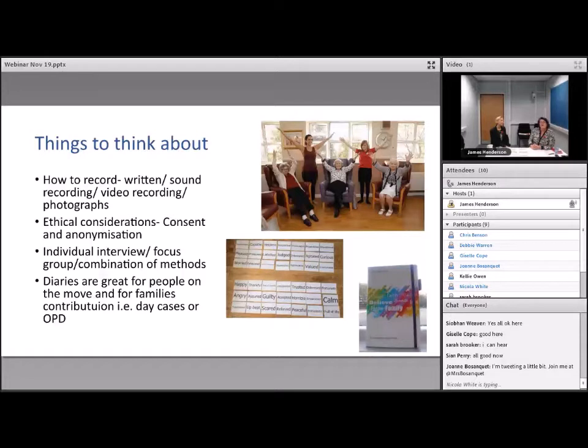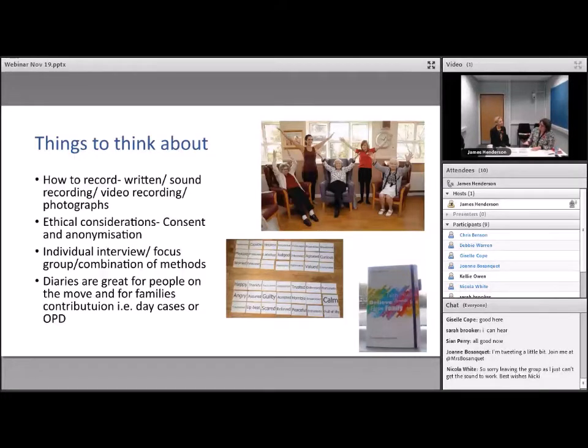The other thing to think about is anonymisation, making sure that you are very clear about anonymising people as much as you can. And when you're thinking about consent, think not just about consenting for this process, but about consenting for what you need to do if you want to share this information, which I'm really going to encourage you to do.